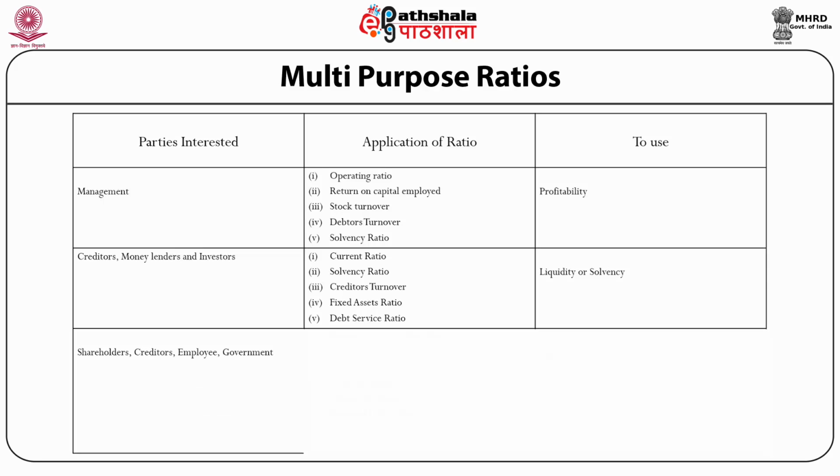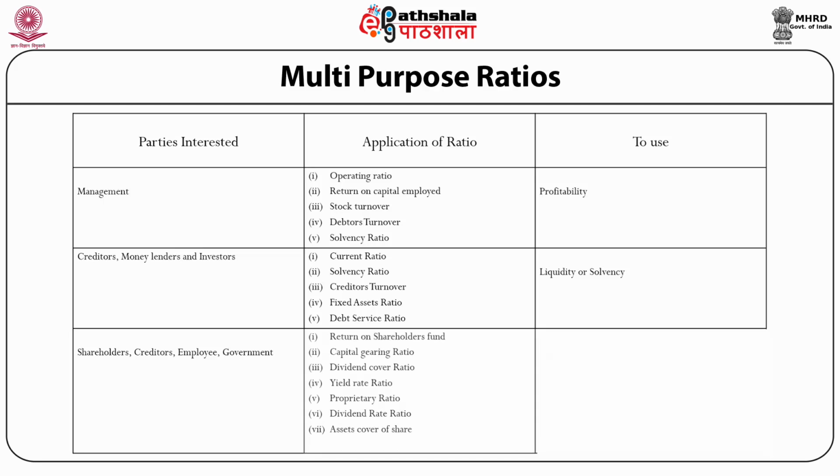Shareholders, creditors, employees, and government make use of return on shareholder fund ratio, capital gearing ratio, dividend cover ratio, yield ratio, proprietary ratio, dividend rate ratio, asset cover of shares, as these ratios help to know the capital structure of the firm.